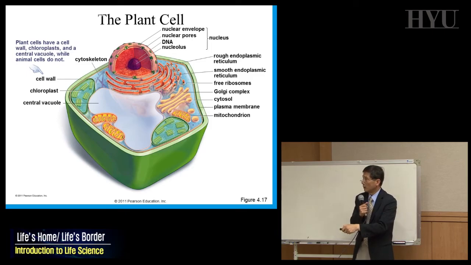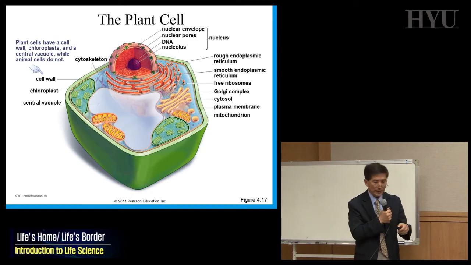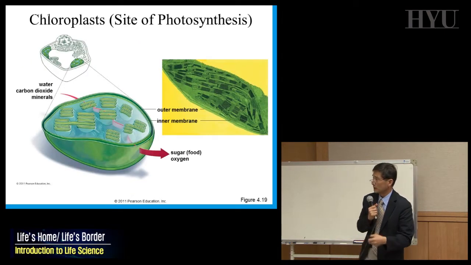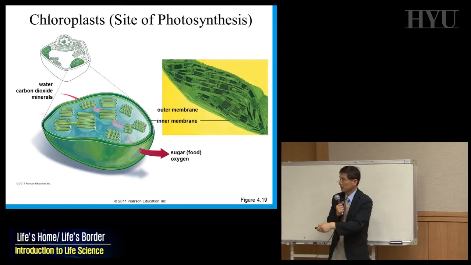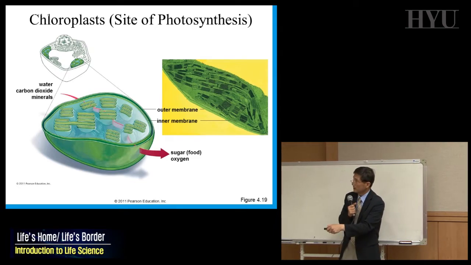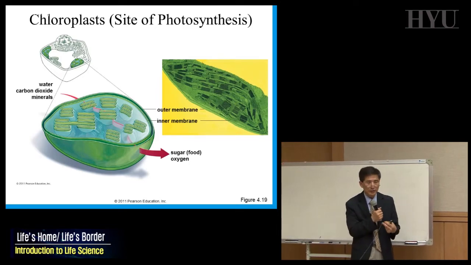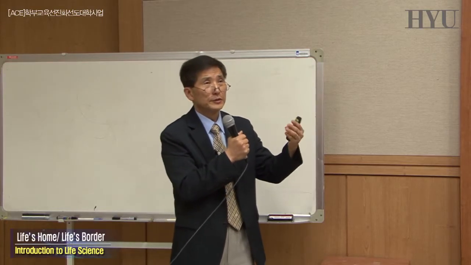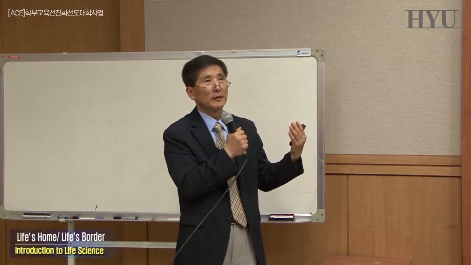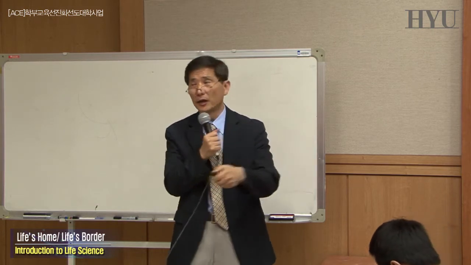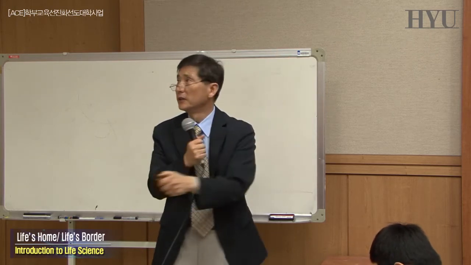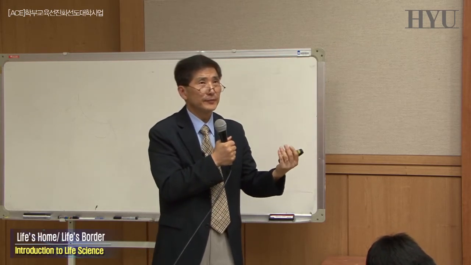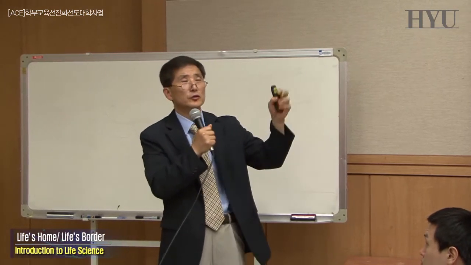Now the plant cell has this organelle called chloroplast. We'll look at the chloroplast. There are some structures: there's an outer membrane, an inner membrane. We'll come back. The chloroplast is the site of photosynthesis. What is photosynthesis? Photo means light, and synthesis, you're making something. You make sugar using sunlight.